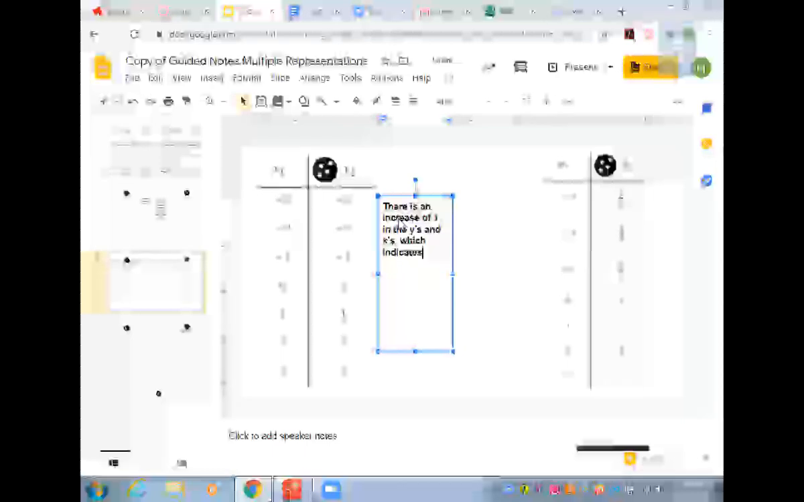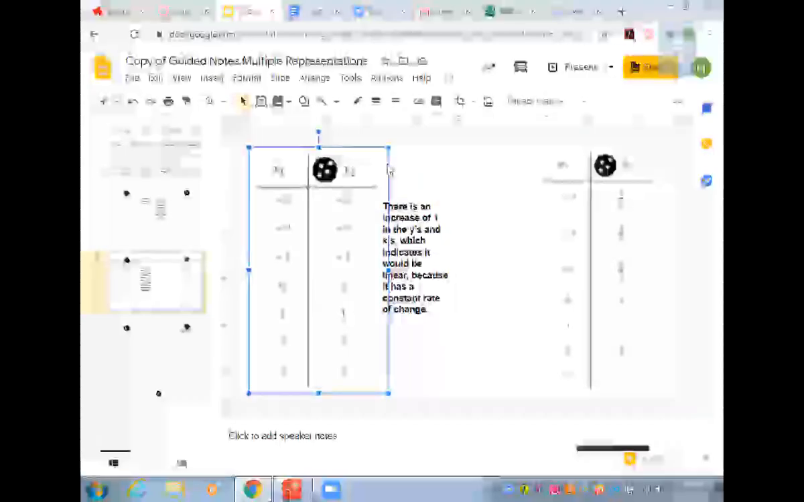which indicates it would be linear because it has a constant rate of change. So looking for adding the same number each time among the y's and the x's. Now, it doesn't mean that they have to be the same on both y's and x's, but just that there is a constant increase on both of them would tell you that it's linear.